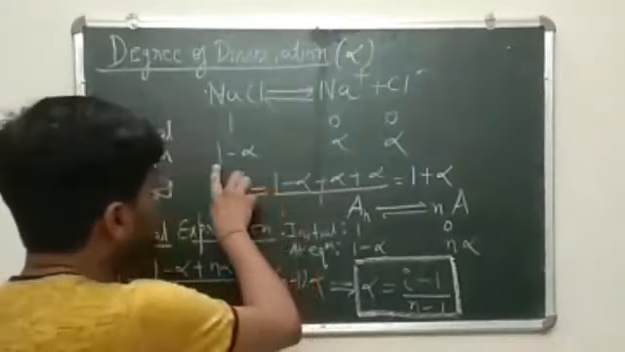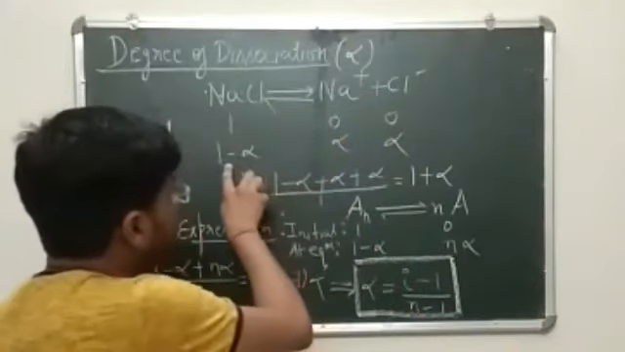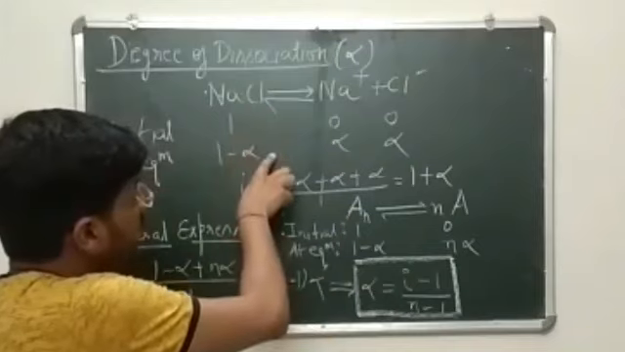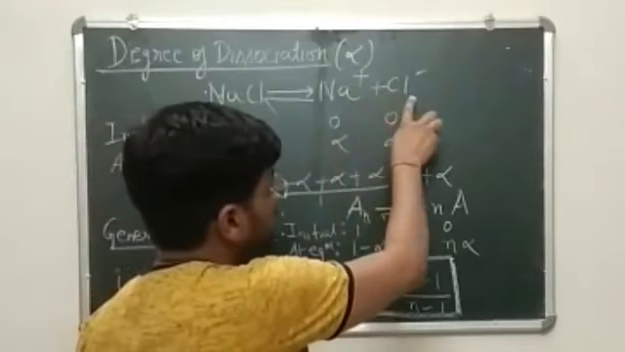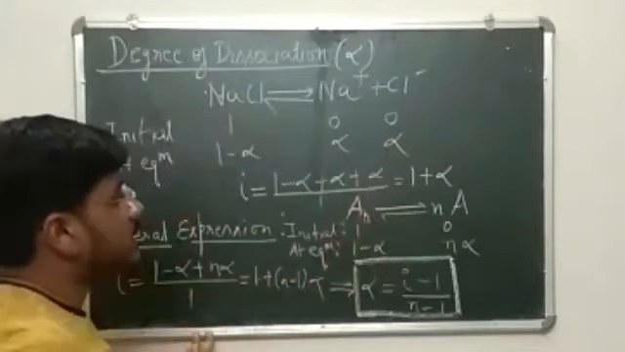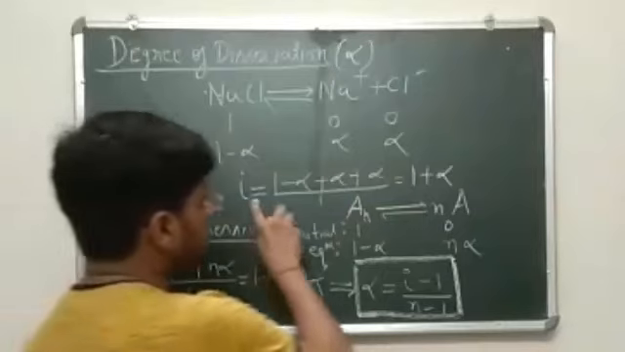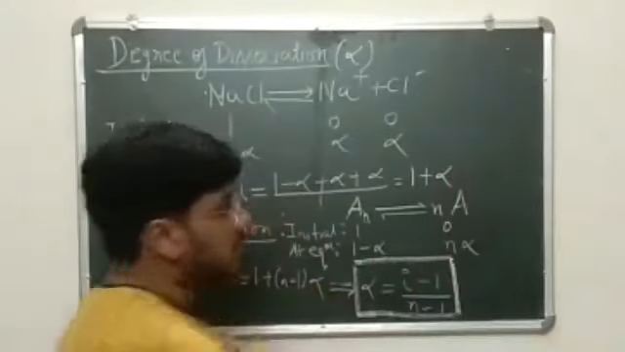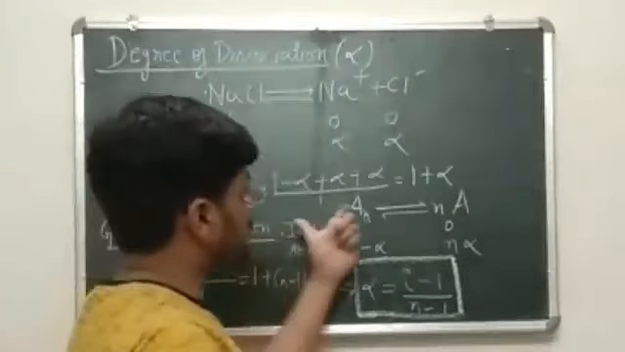Now here the number of particles of solute after dissociation is 1 minus alpha, which is the amount of NaCl remaining after dissociation, plus alpha moles of sodium plus and alpha moles of chloride ions, and before dissociation it is 1 mole. So iota is equal to 1 plus alpha.